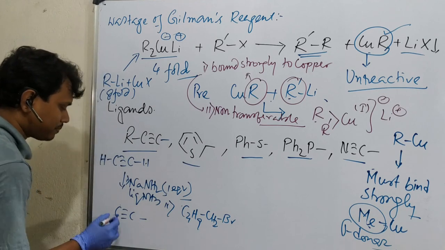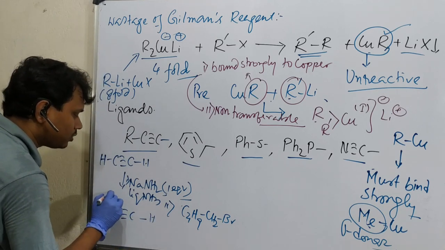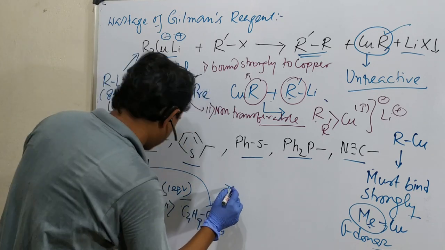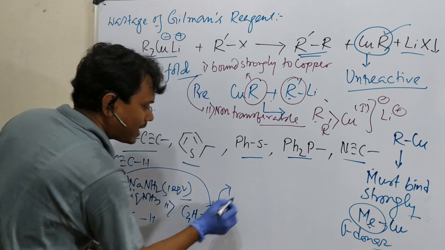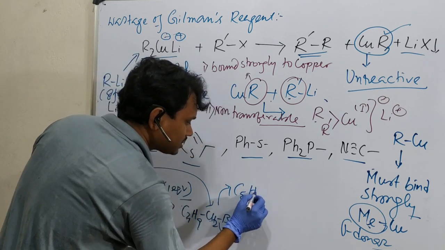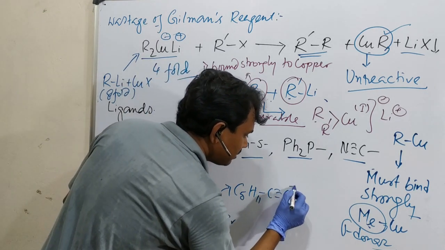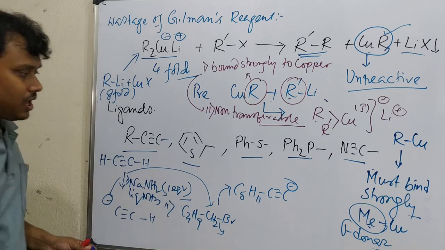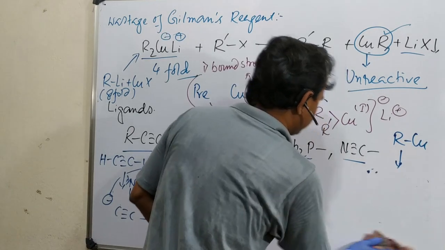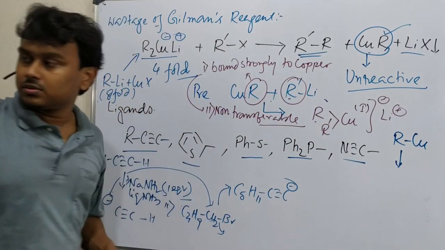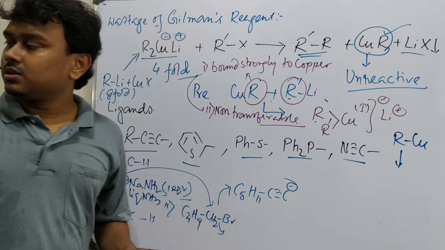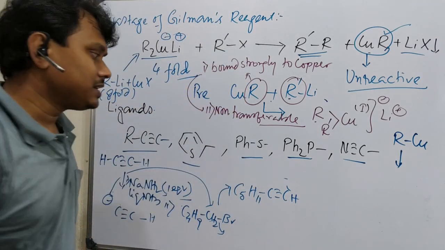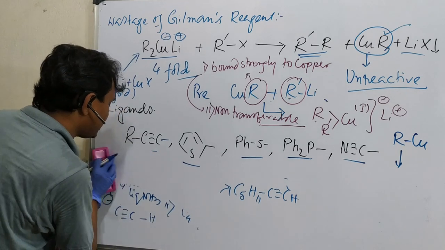C4H9CH2Br. So what happens? This negative charge will go and attack here, and the bromide will leave. So ultimately what will be the product? It will result in this, C5H11C triple bond CH. Sorry, I made a mistake, so this should be CH. Fine. In the next step we again provide excess sodamide in liquid ammonia.